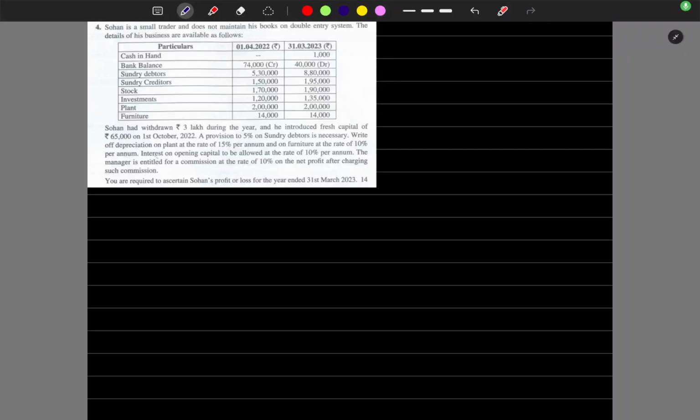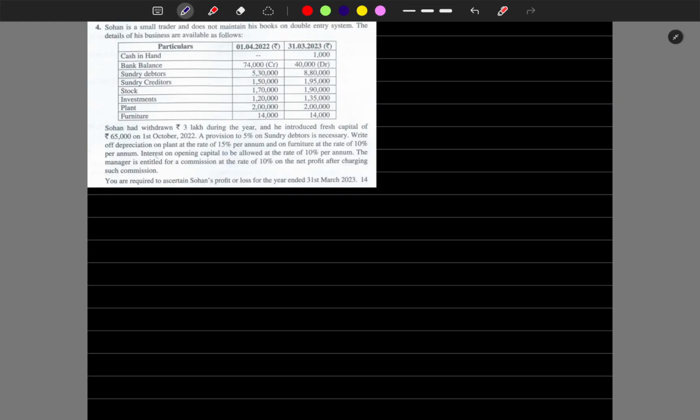Hey guys, welcome back. We are going to see one problem from the June 24 paper, and this is the incomplete records 14 mark problem. This is one of the type 1 base level problems from incomplete records. We can easily score 14 marks out of this problem.